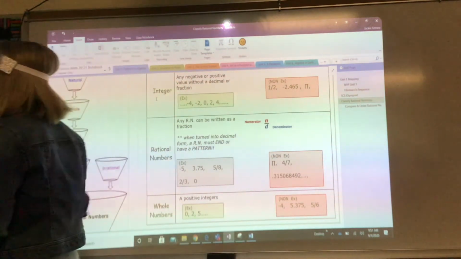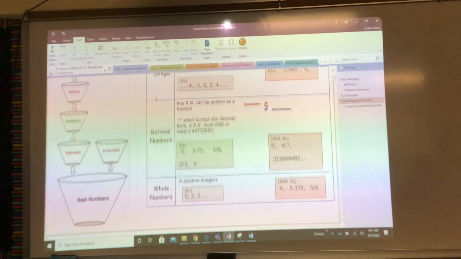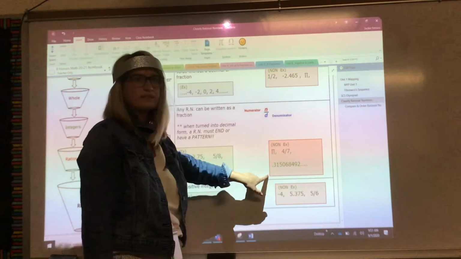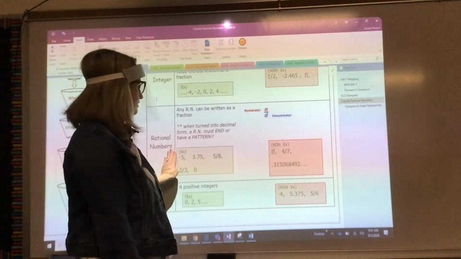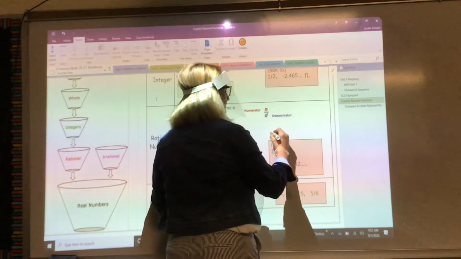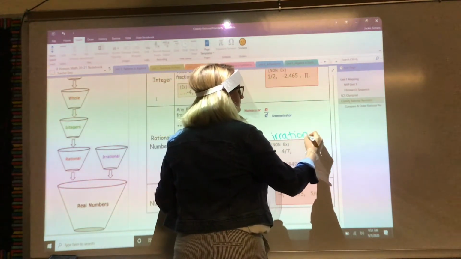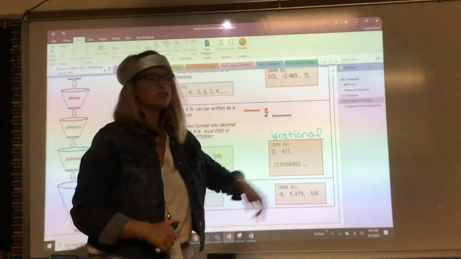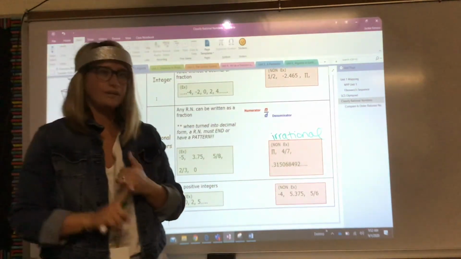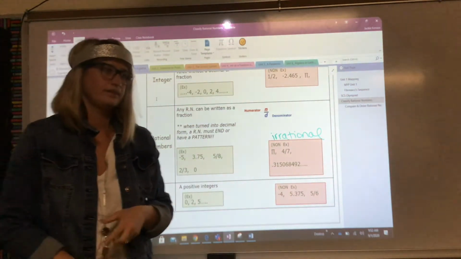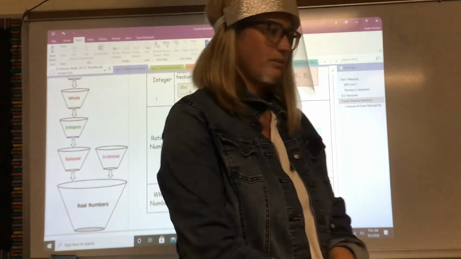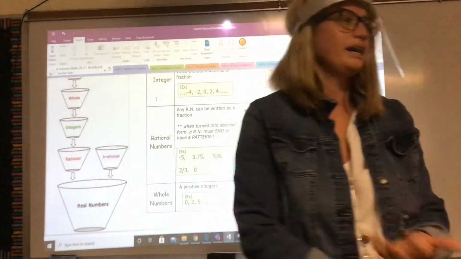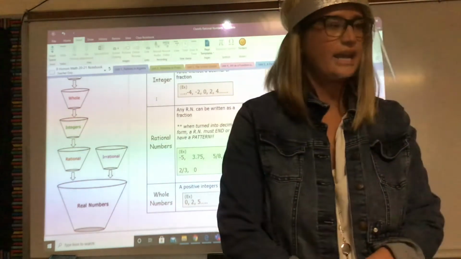Irrational is all of those little extra numbers. Irrational numbers are like pi and numbers like this decimal right here. If it's not rational, it's called irrational. So irrationals are numbers that don't end and don't repeat. They're decimals that don't end and don't repeat. Pi is an irrational number. It's infinite. It doesn't end.